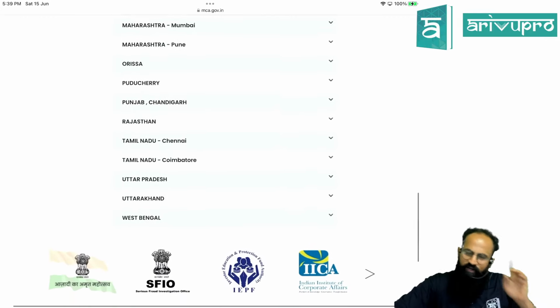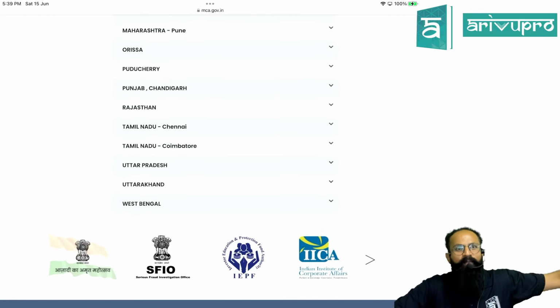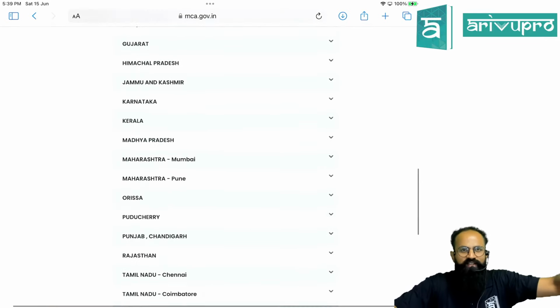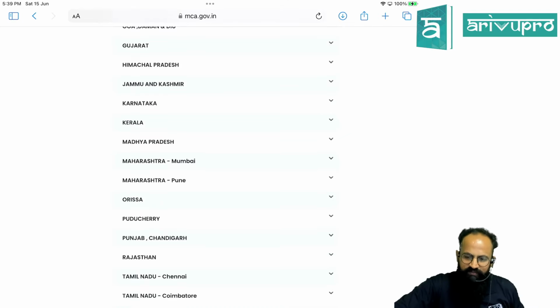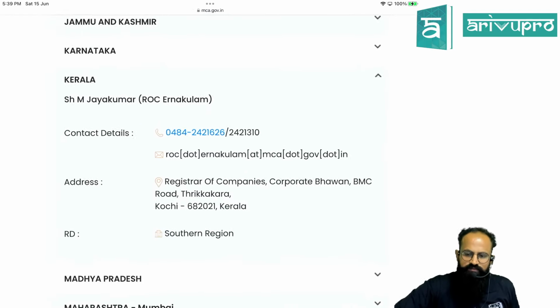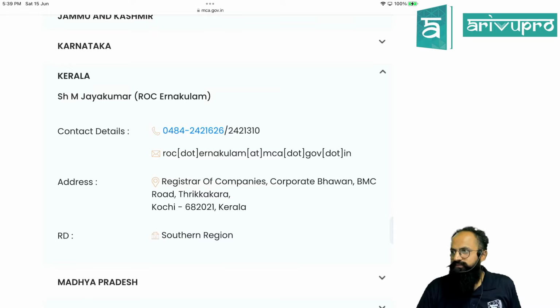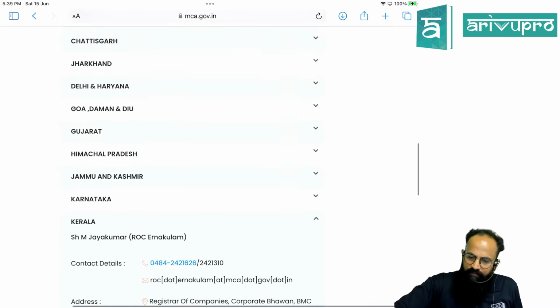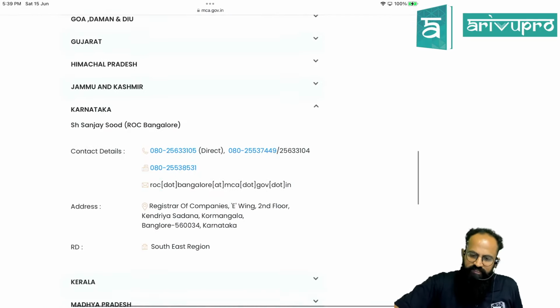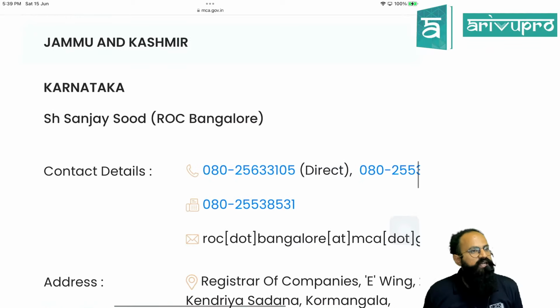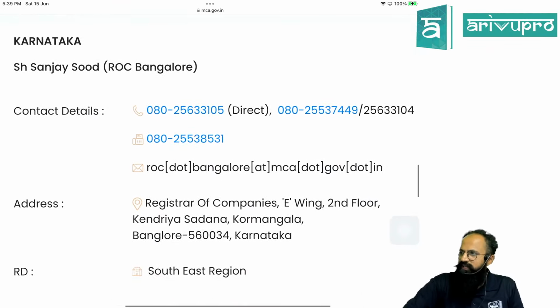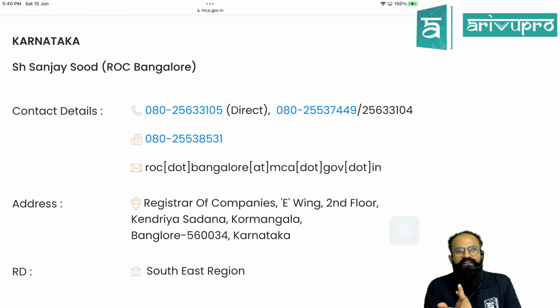Does Kerala also have two? One only. In the map, if it looks like two, it is one only. Kerala obviously has one only. See? Clear? Now, Mr. Sanjay Sood, where is he? So this is the ROC. This is the number you will contact him on. I am simply showing it.